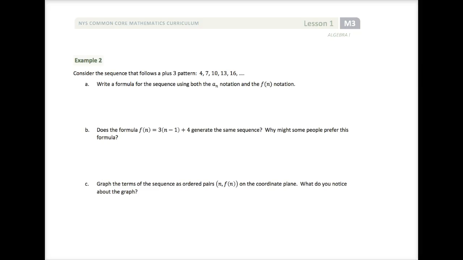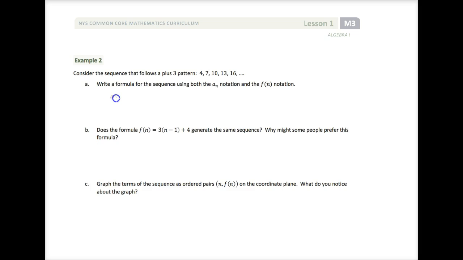Lesson 1, Module 3, Student Page 2. Consider the sequence that follows as a plus 3 pattern: 4 plus 3 is 7, plus 3 is 10, plus 3 is 13, plus 3 is 16. Write a formula for the sequence using both A sub n and f(n) notation.